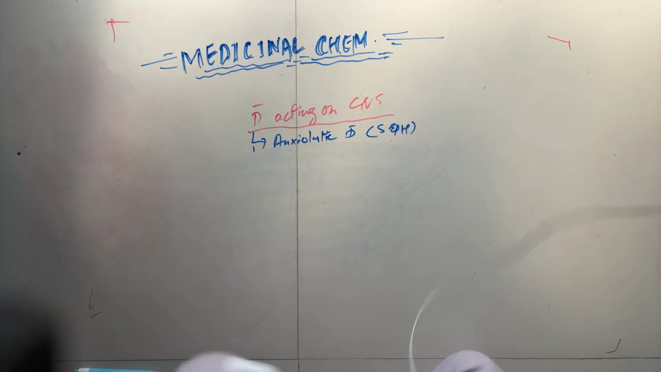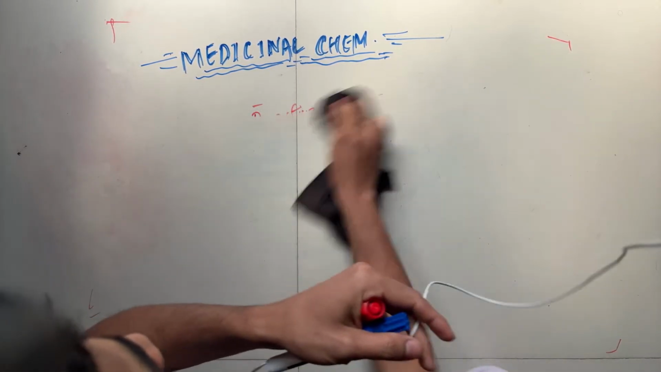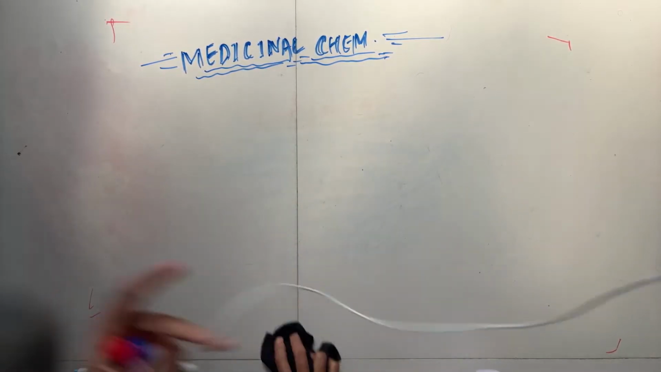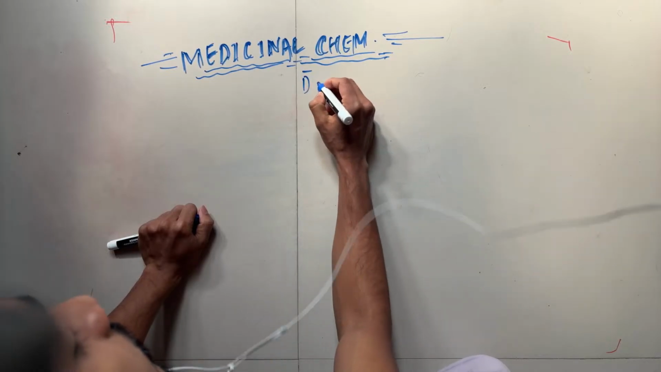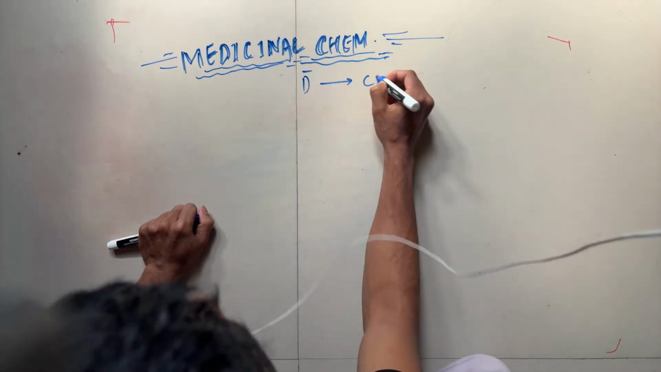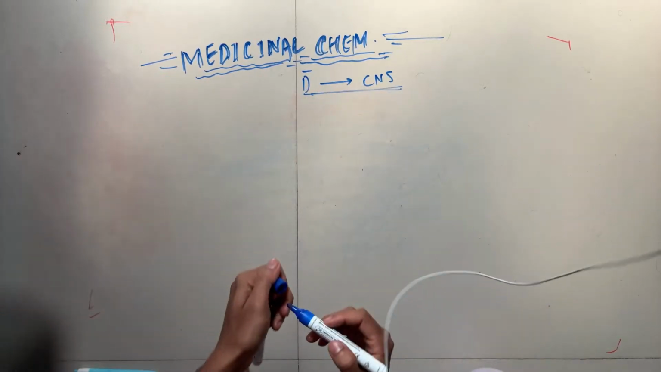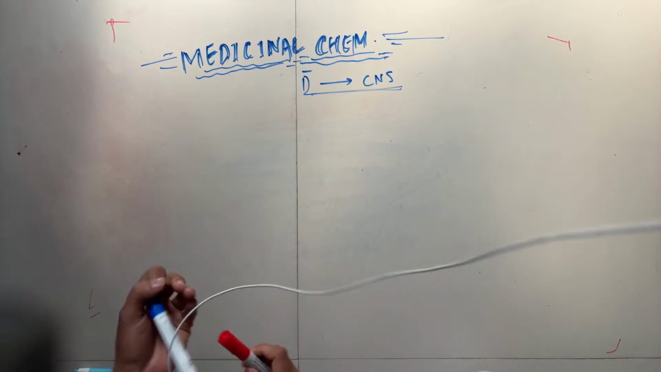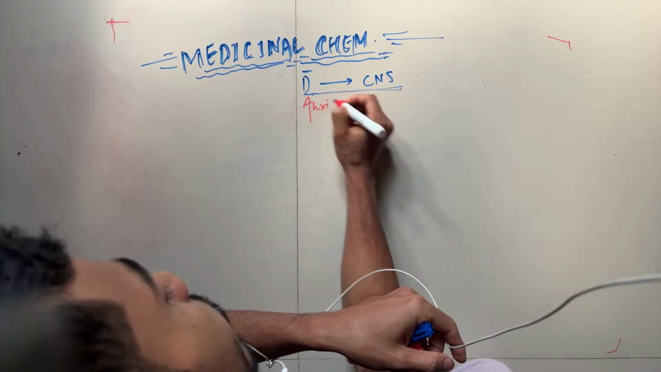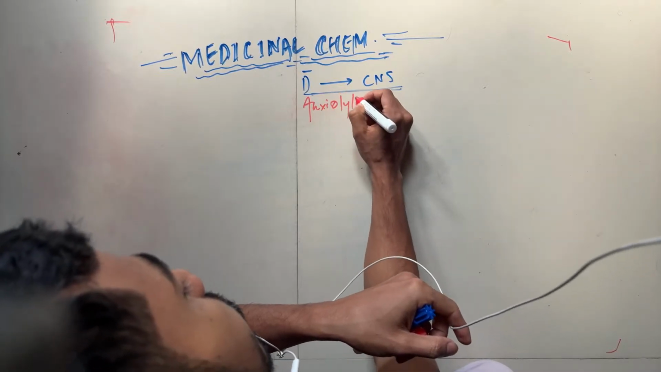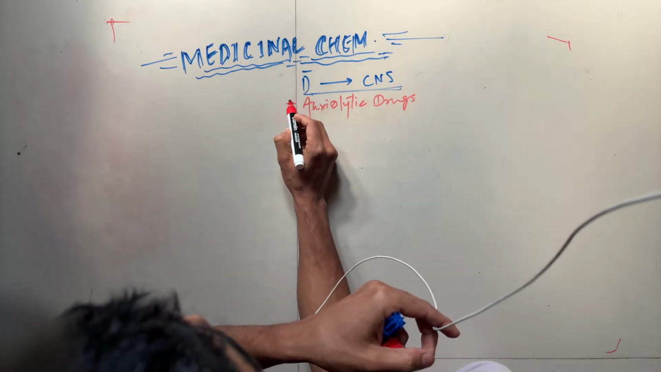So drugs acting on central nervous system. Let me write it properly there, on that side: drugs acting on central nervous system. Okay, in that, first we are studying anxiolytic drugs, right?